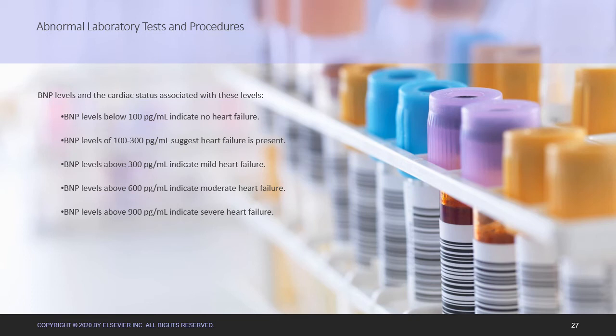BNP levels below 100 indicate no heart failure. BNP levels of 100 to 300 suggest heart failure may be present. BNP levels above 300 indicate mild heart failure. BNP levels above 600 indicate moderate heart failure, and BNP levels above 900 indicate severe heart failure.